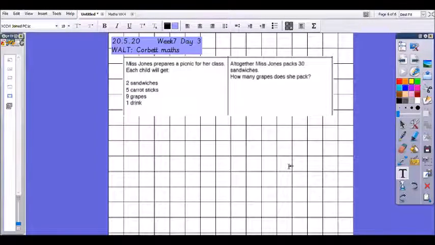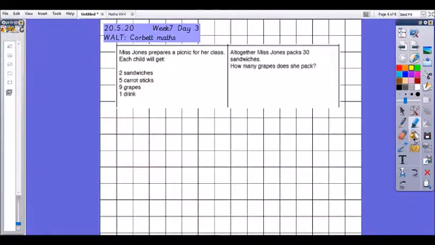The final question we are going to look at says, Miss Jones prepares a picnic for her class. Each child will get 2 sandwiches, 5 carrot sticks, 9 grapes and 1 drink. Altogether, Miss Jones packs 30 sandwiches. So we know that she's packed 30 sandwiches. How many grapes does she pack?